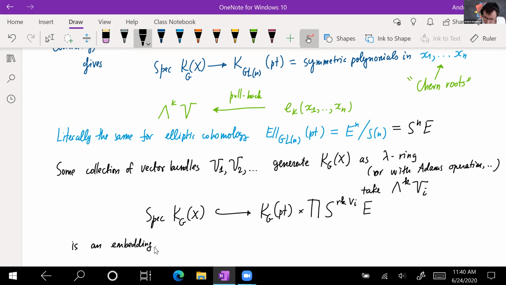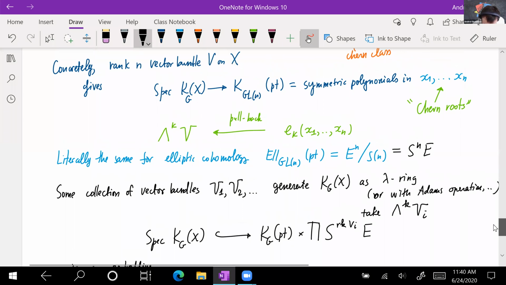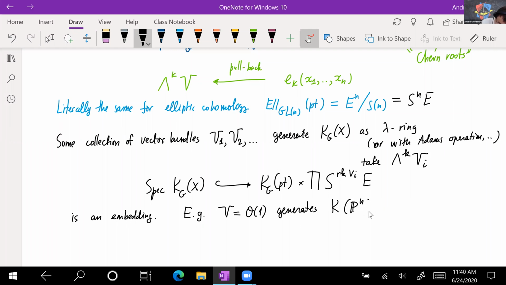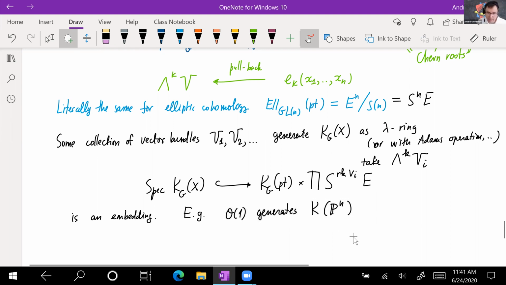And then how do you know that something is an embedding? For instance, we took O(1), we take one bundle O(1), generate K-theory of projective space. Maybe it will be confusing. Let's just leave it like that. And so how do we know if some collection is generated?